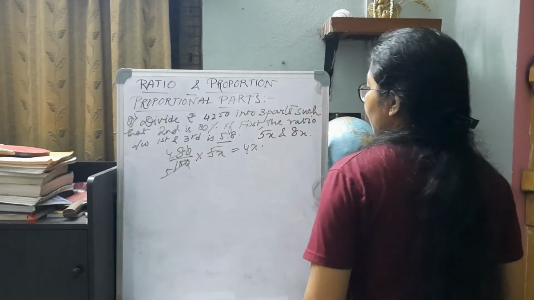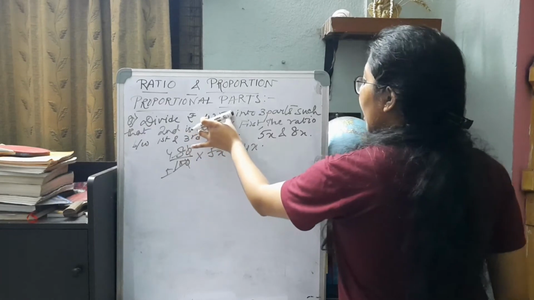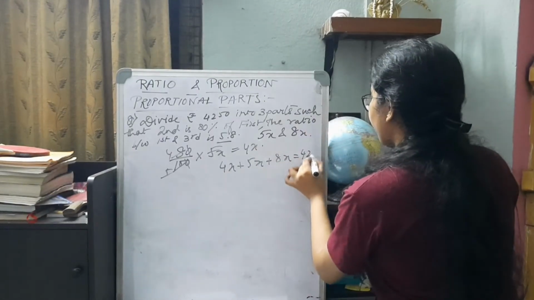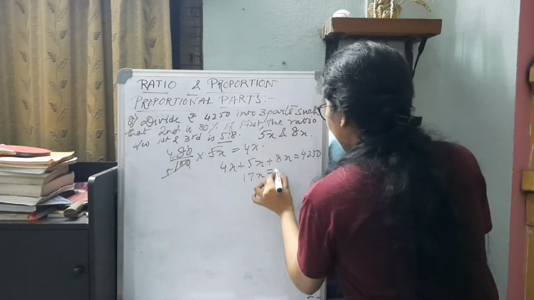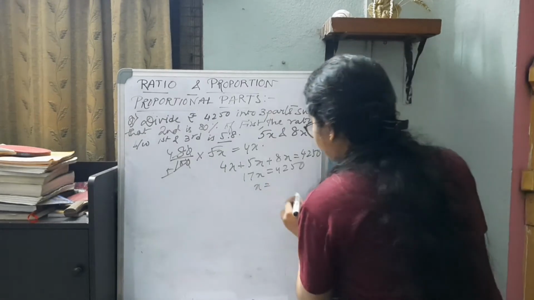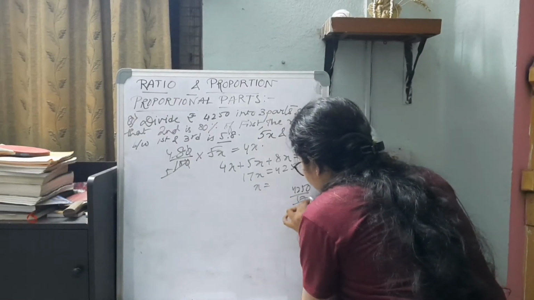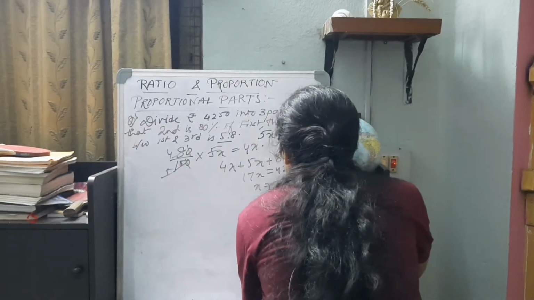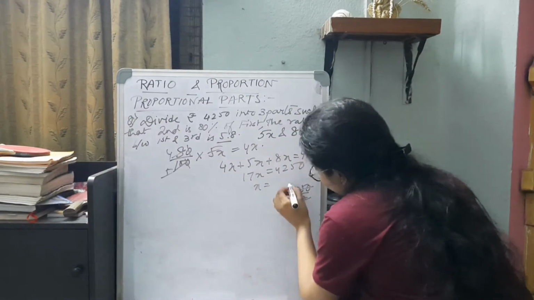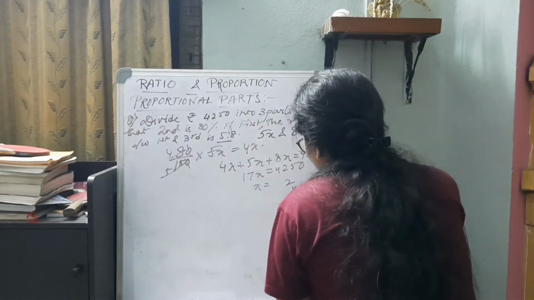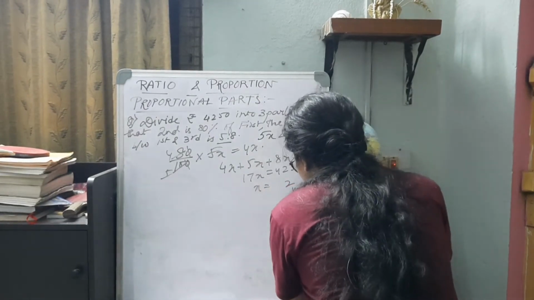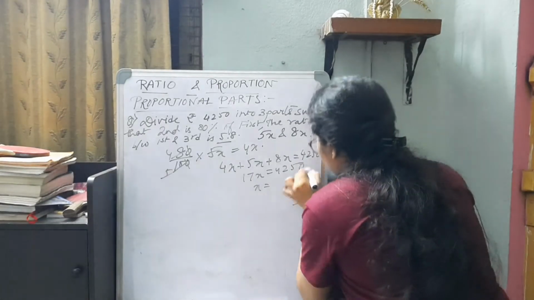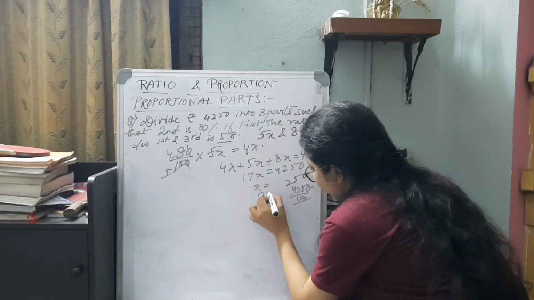That is nothing but 4x. Now the total amount is 4250, which implies 4x plus 5x plus 8x is 4250. That means 17x is 4250. So x is 250.